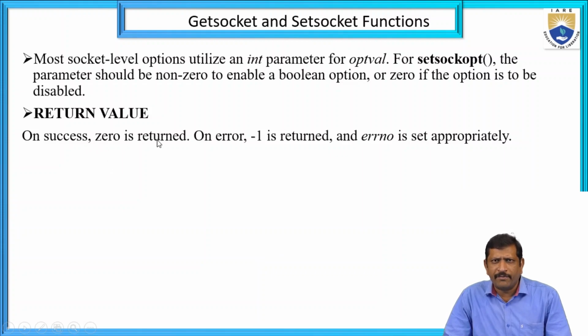Based on the return values, we are setting it as 0 or -1. 0 means successful operations were performed by using set socket and get socket. -1 is an error, meaning unsuccessful operations were performed. So this is what -1 indicates.